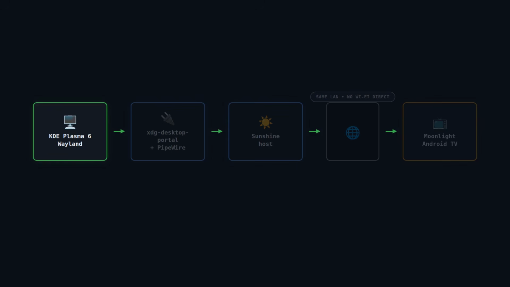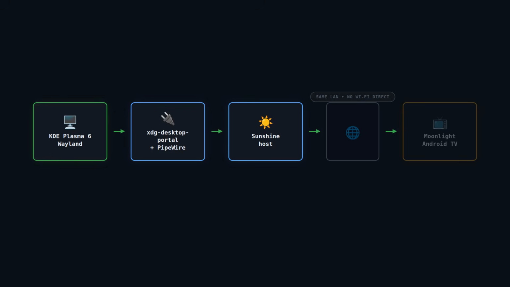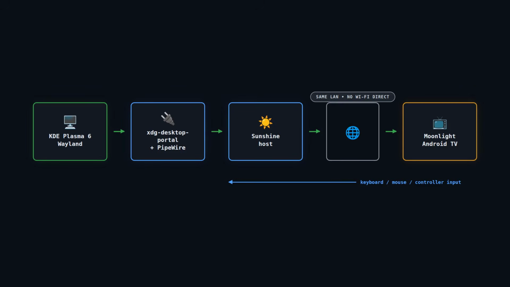Here's the full stack that worked. KDE Plasma 6 on Wayland, capturing through XDG desktop portal and PipeWire into Sunshine as the host, over a normal home LAN to Moonlight on an Android TV device. Tested setup: openSUSE Tumbleweed, an AMD RX 6650 XT, streaming to a JMGO N1S Pro. Different distro or GPU, same concept, just expect some commands to differ.